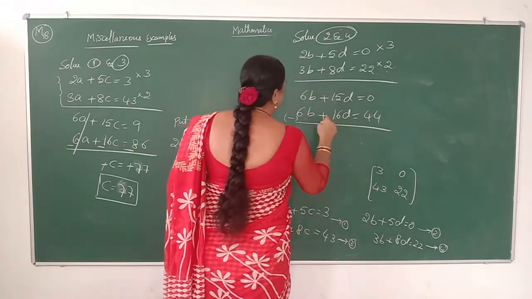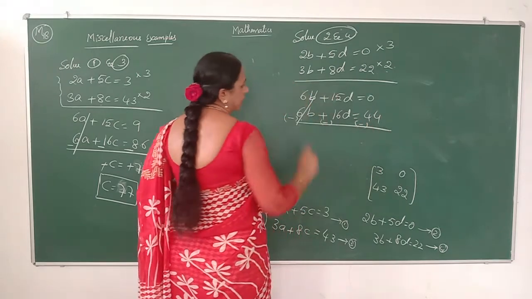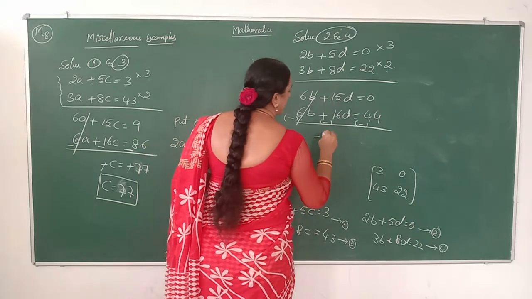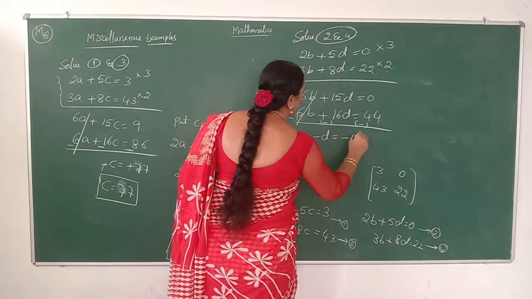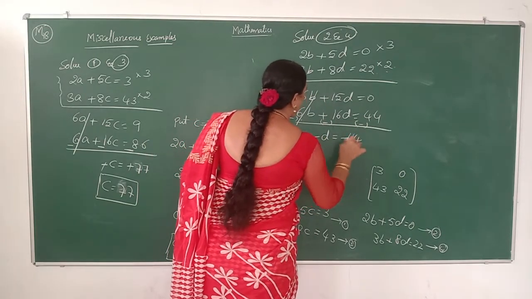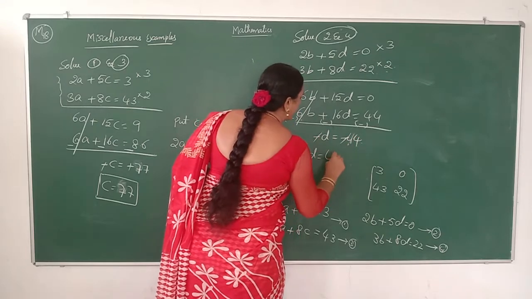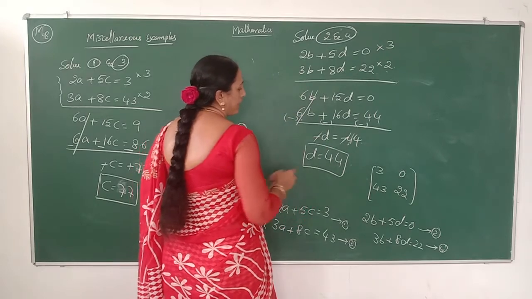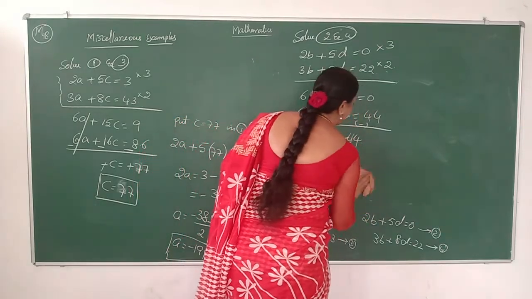Again subtracting these two equations: 6B minus 6B cancels. 16D minus 15D is D, which is equal to 44. Therefore D is equal to 44. Then we substitute the value of D.